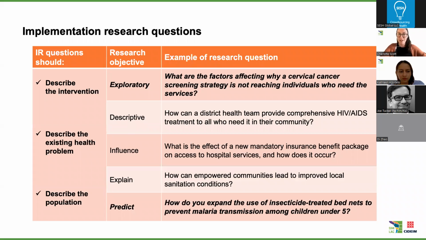So for a predictive research objective, we could, for example, have the research question, how do you expand the use of insecticide-treated bed nets to prevent malaria transmission among children under 5? So this question meets all three of the suggested requirements, and it's predictive in that it looks at what the effect of scaling up these strategies would have on malaria transmission.